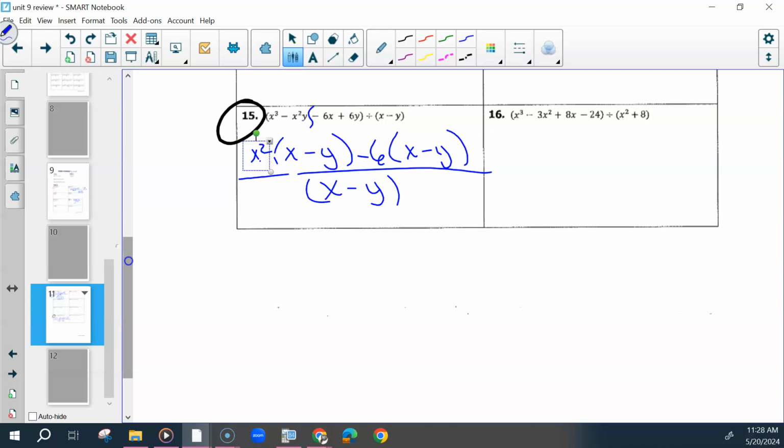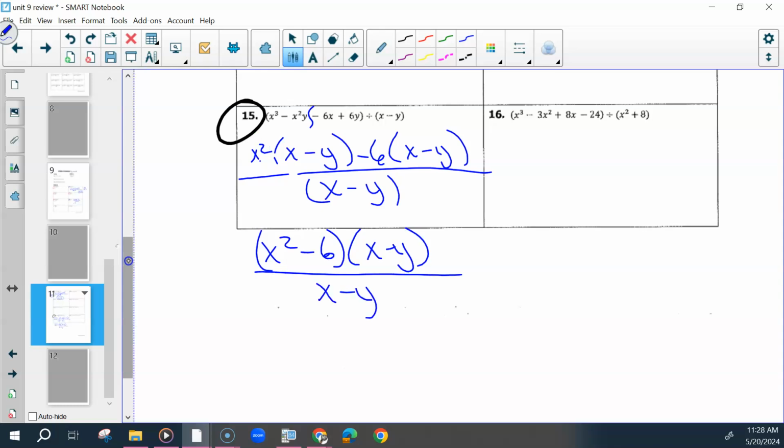Then rewrite your factors. So our final answer is x squared minus 6. If this was x squared minus 4 or 9 or 16, some perfect square, we would have to factor that again. But this one is not the case. Other questions on this?